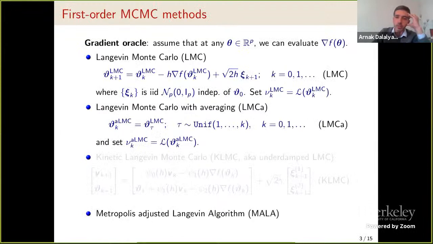Now, what we will be studying in this paper and in this talk are MCMC methods, which are based on the evaluation of the gradient of the potential function. So I will refer to these methods as first order MCMC methods, doing the parallel with first order optimization. And perhaps the most natural candidate for approximating the distribution pi here is the Langevin Monte Carlo method.